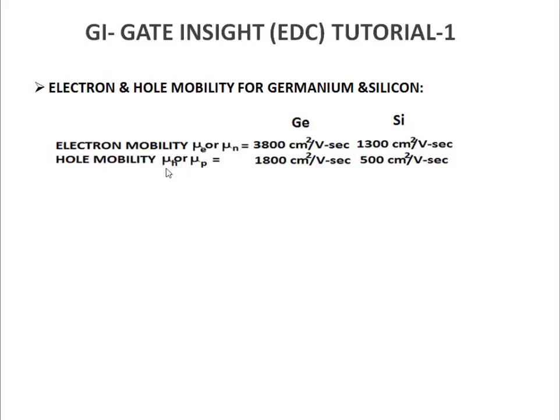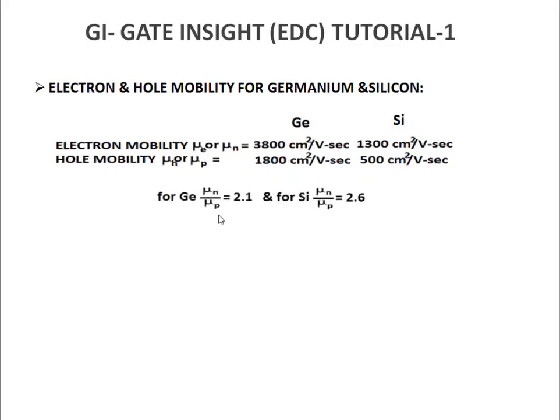Hole mobility is denoted by mu h or mu p, and it is 1800 centimeter square per volt second for germanium and 500 centimeter square per volt second for silicon. Now remember that these two mobilities, electron mobility and hole mobility, are very important because they are directly going to ask what the value is for germanium and for silicon.